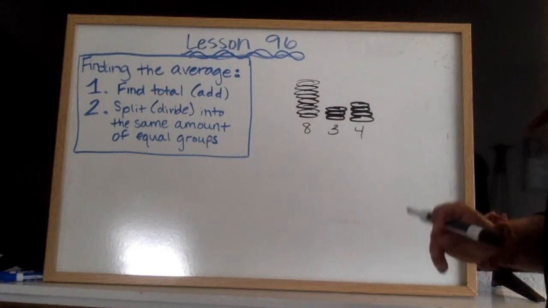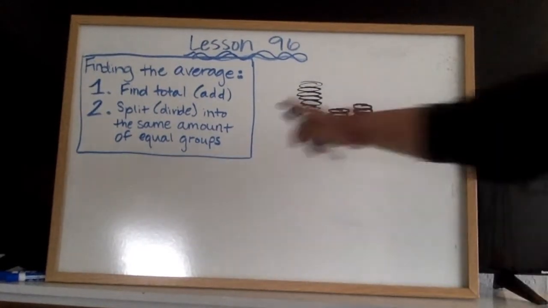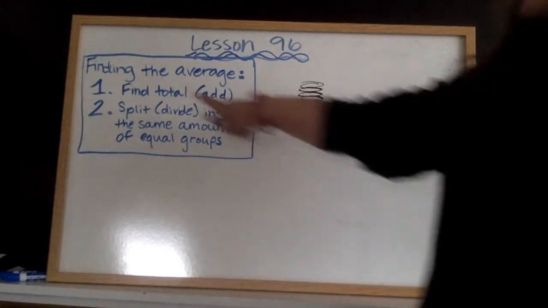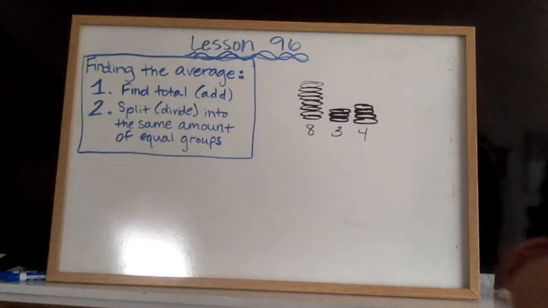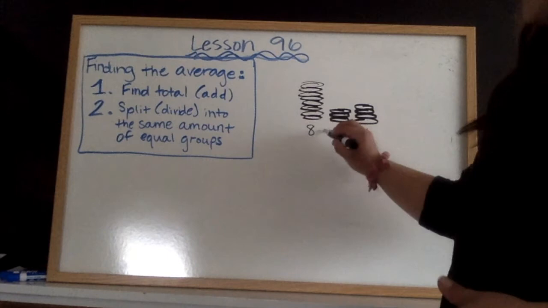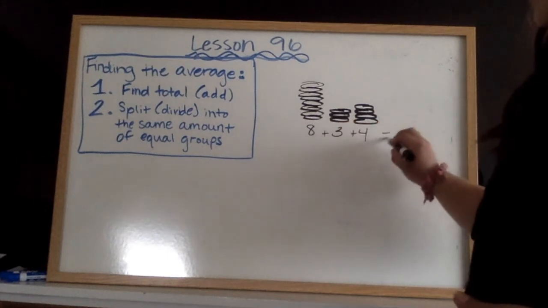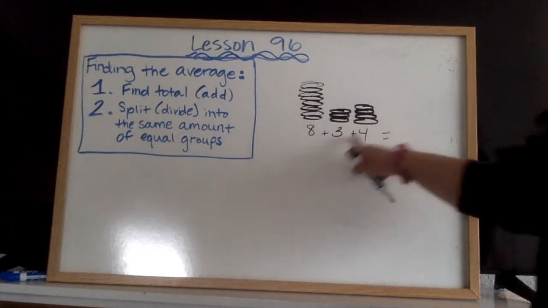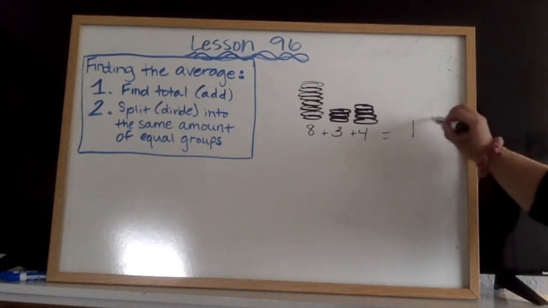Okay, so I wrote a little step-by-step for us. So there's going to be 2 steps to finding the average. The first step is to find the total. So that means you're going to add first. So if I add all of these up, 8 plus 3 is 11, and 11 plus 4 is 15.